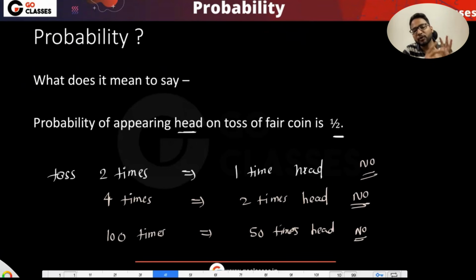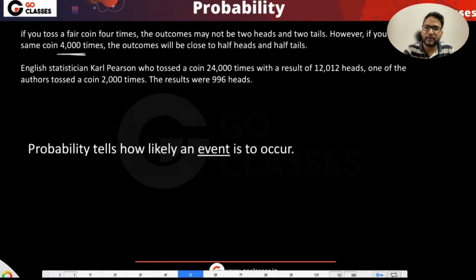But if you toss enough number of times, and what is that enough? It is a theoretical number. So I will tell you the experiments that people have been doing. One mathematician tossed 4,000 times and found almost half heads, half tails. Another mathematician tossed 24,000 times and found that 12,012 times heads appeared and the remaining times tails appeared, which is almost half.